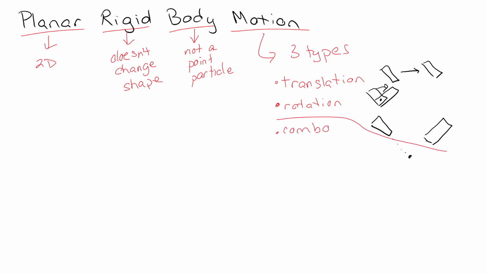And then, of course, you could have a combination. In that case, it could go from here, and then it can go to here. We could make it move this way, and then this way, and then it's going to rotate. So there's no way that you could get to that without both rotating and translating. So planar rigid body motion is a really important title that talks about all the different kinds of things you can do.